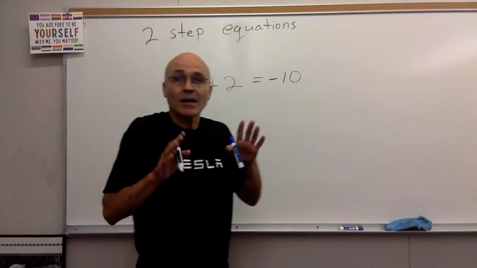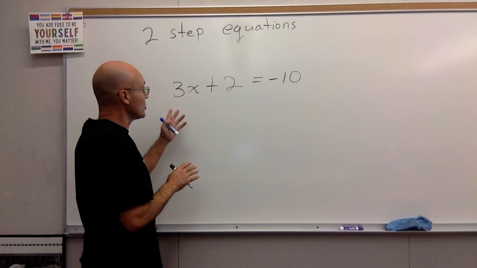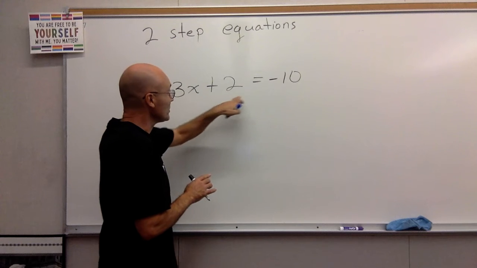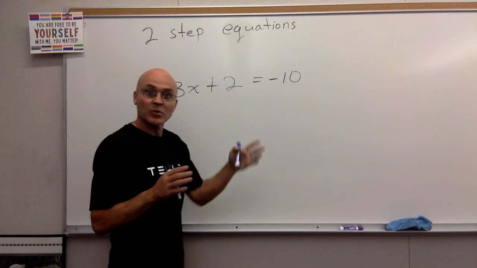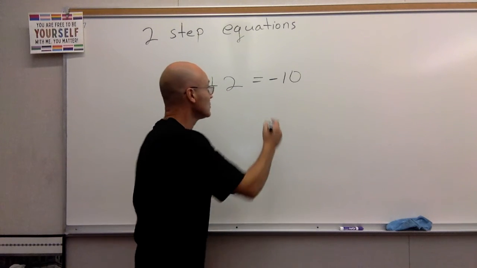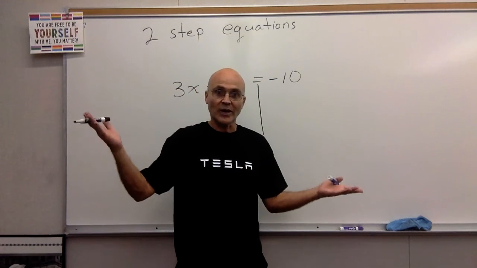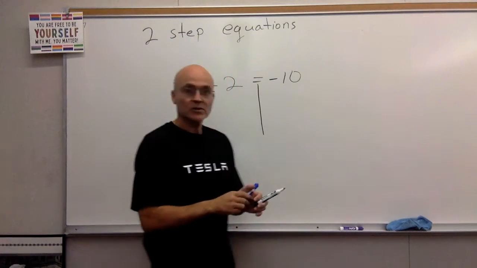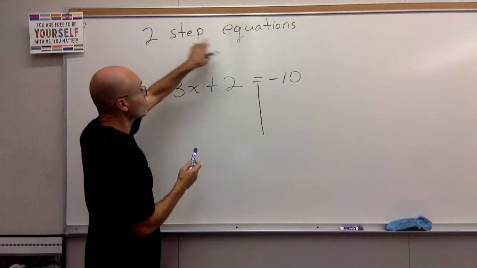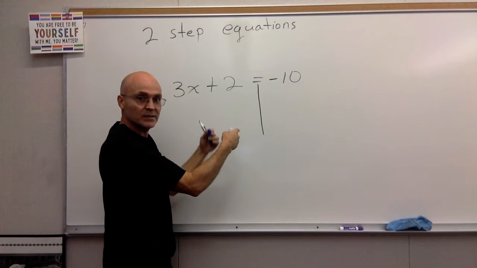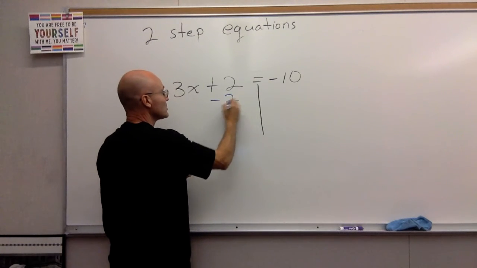Okay, so here's a problem that you might not be able to do in your head, where you just try to figure out what number times 3 plus 2 equals negative 10. That's where the process comes in. I always put this line under here so that I know I'm going to balance the equation. I'm going to solve for x. This is a two-step process where we need to get rid of the 2 by doing the opposite of add 2, which is subtract 2.